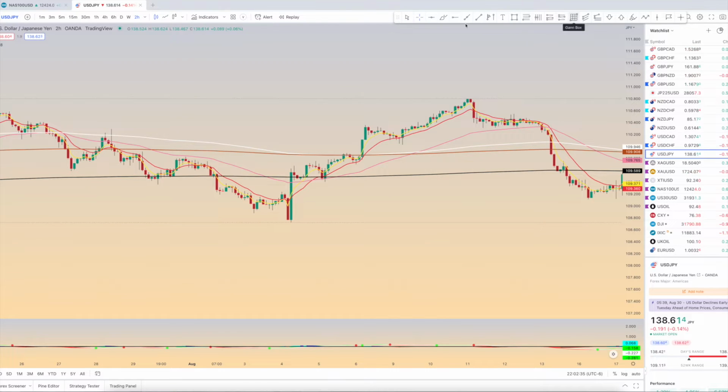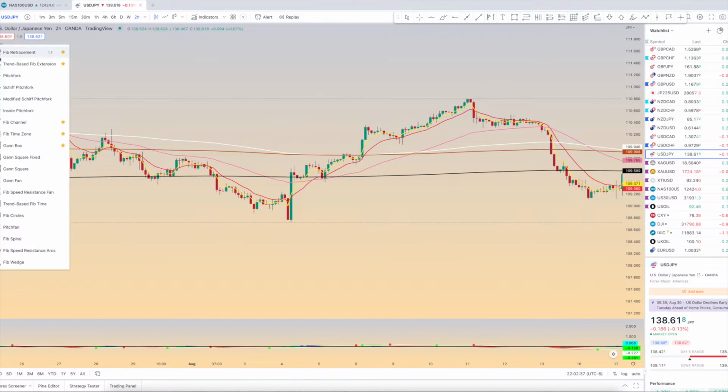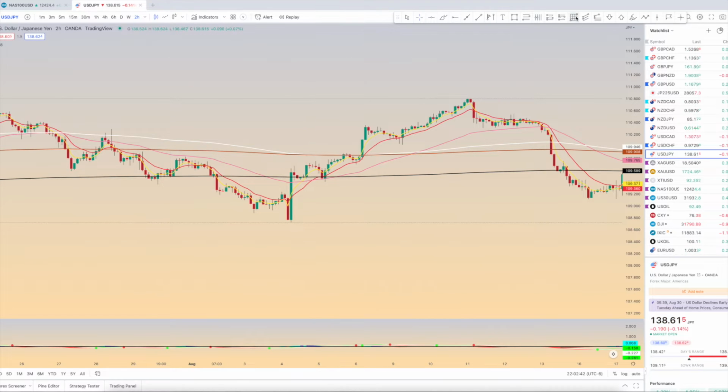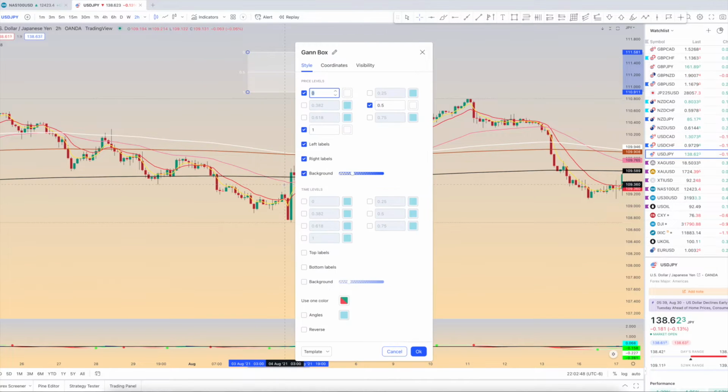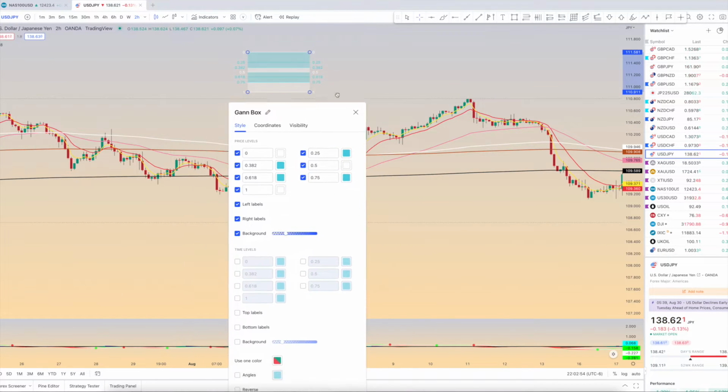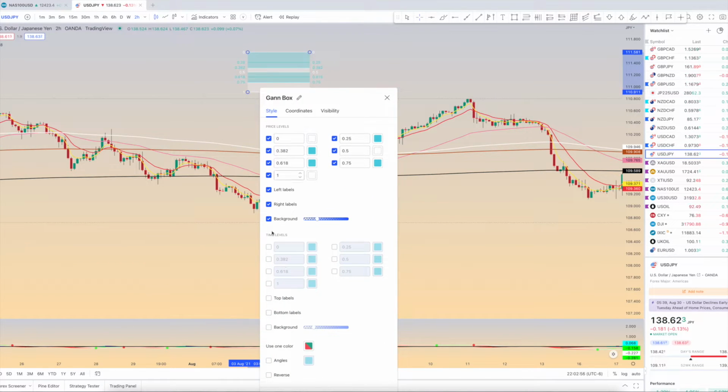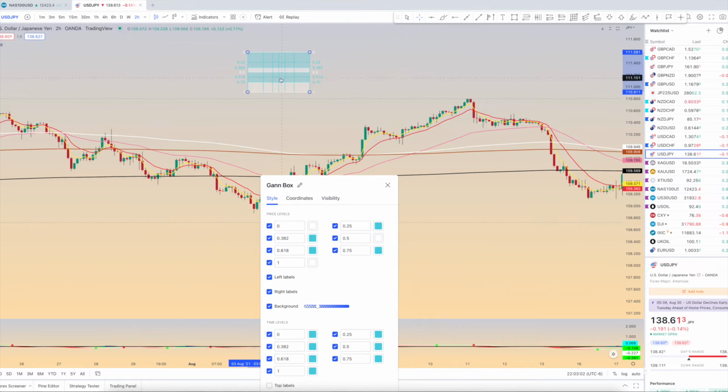So for example, I took a drawing tool called the Gantt box. Okay, so I'll show you what it looks like. Mine just looks like this. Okay, very simple, a 0, a 50%, and a 1. So I right-click that on the settings, and as you see, if I check everything else, it's going to look like a box, right? But that's only the horizontal price level. So if I click on the time levels, right, you get to understand why it's called a Gantt box.